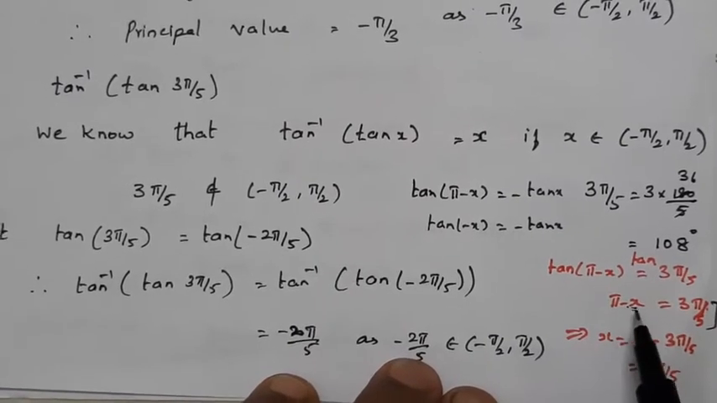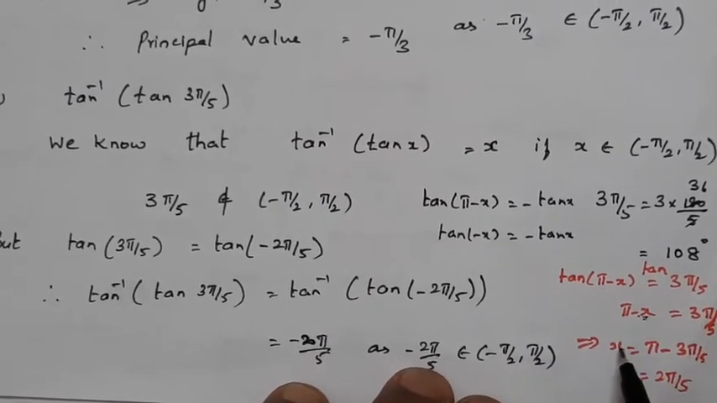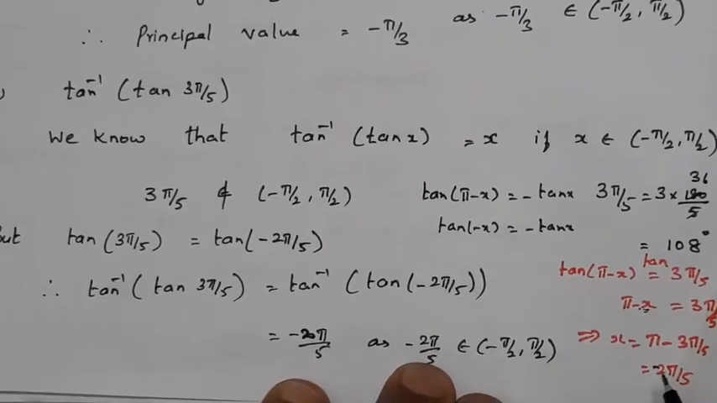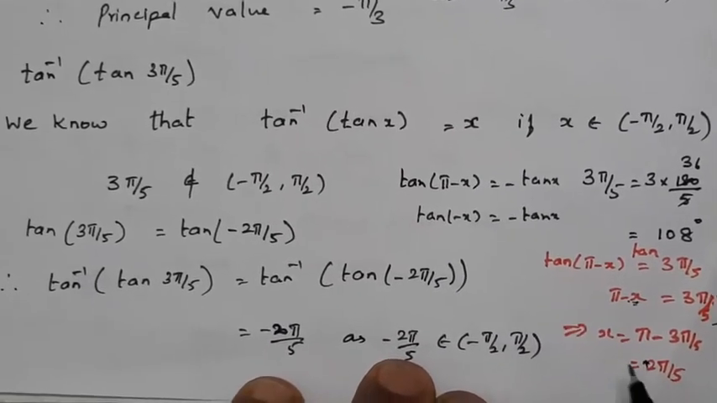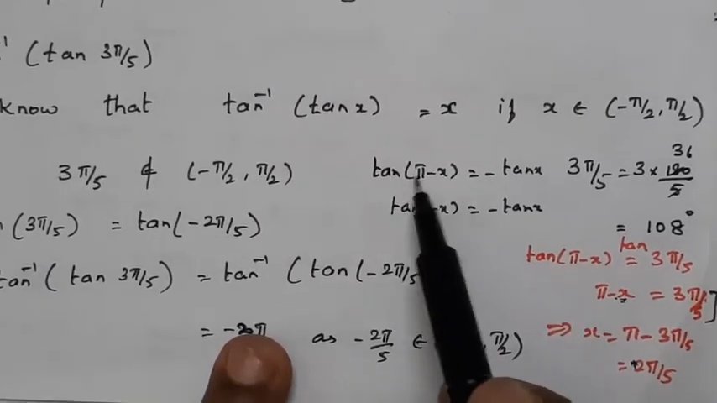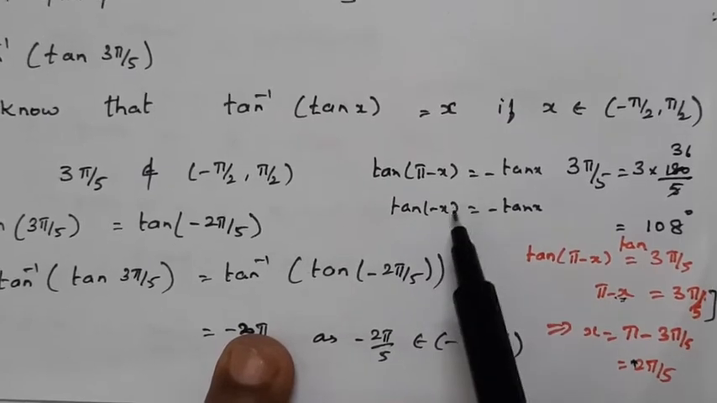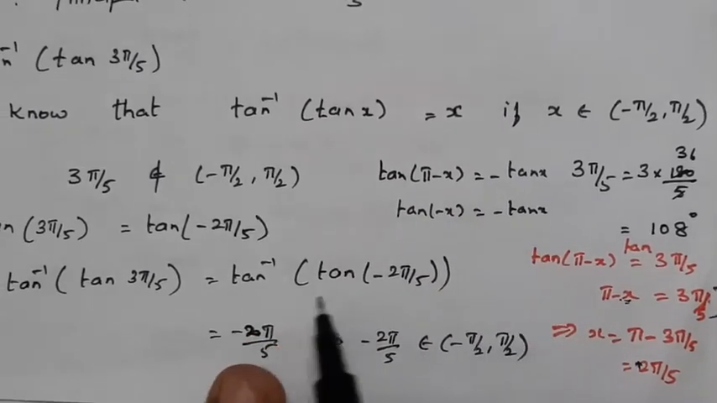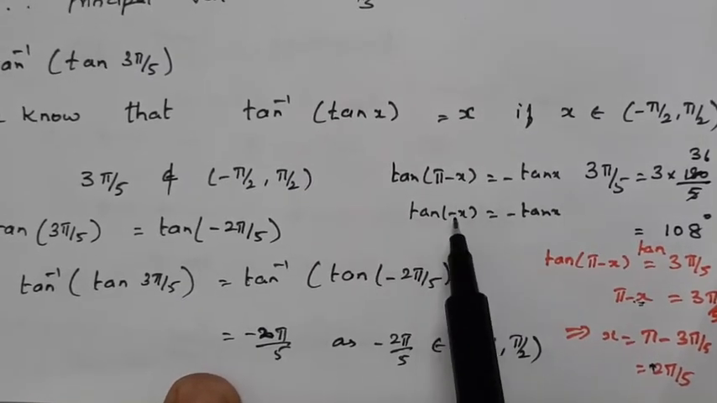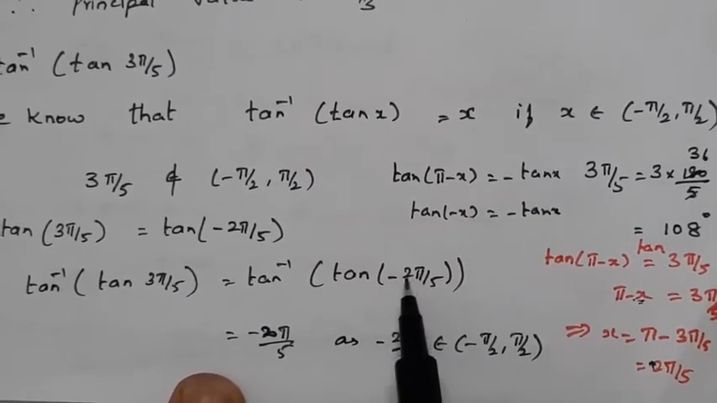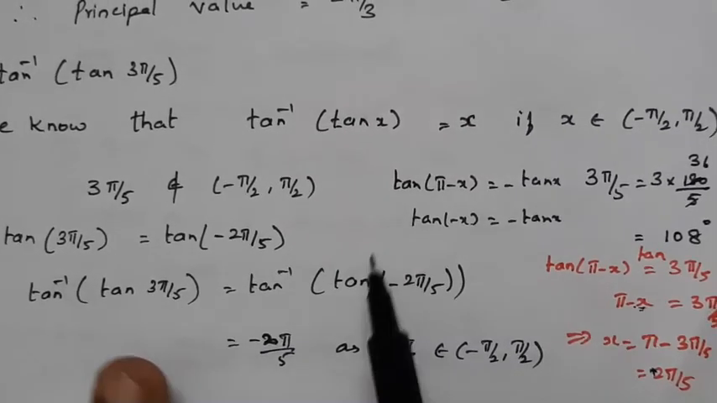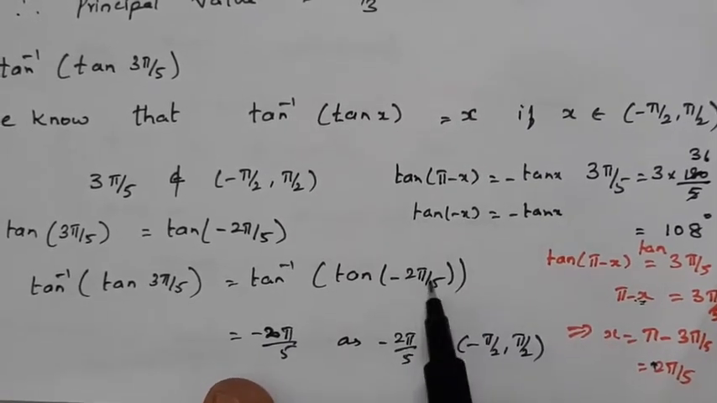So pi minus x is equal to 3 pi by 5. So what would be x? x is equal to pi minus 3 pi by 5, that is 5 pi minus 3 pi by 5, that is 2 pi by 5. So x is equal to 2 pi by 5, and hence tan of pi minus x and tan of minus x are equal, and hence we have taken x as 2 pi by 5, and therefore pi minus x and minus x are equal, and hence we have taken here minus 2 pi by 5. As pi minus x is 3 pi by 5, it will be equal to minus x, that is equal to minus 2 pi by 5.